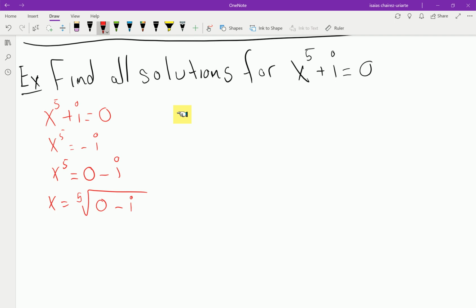Now, the fundamental theorem of algebra guarantees that there should be 5 fifth roots of this complex number. So let's find them. What do you suppose the first thing to do here is? What I would do first is change 0 minus i to polar form.